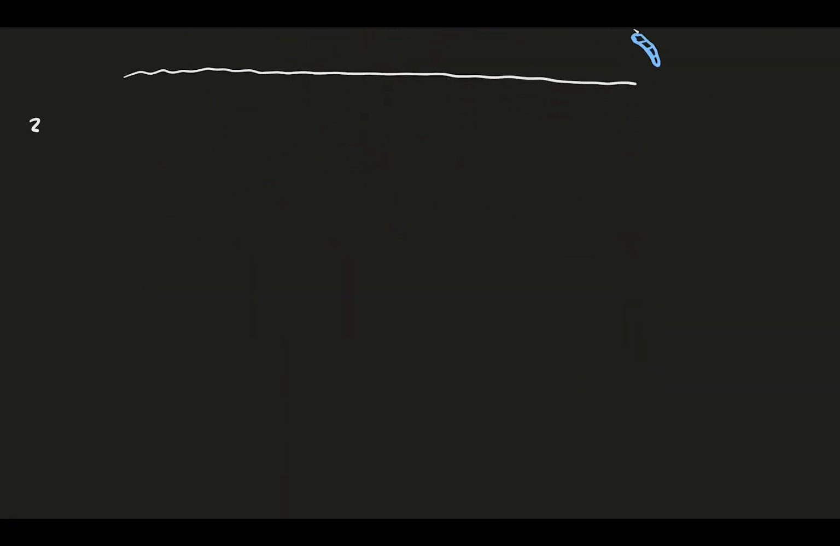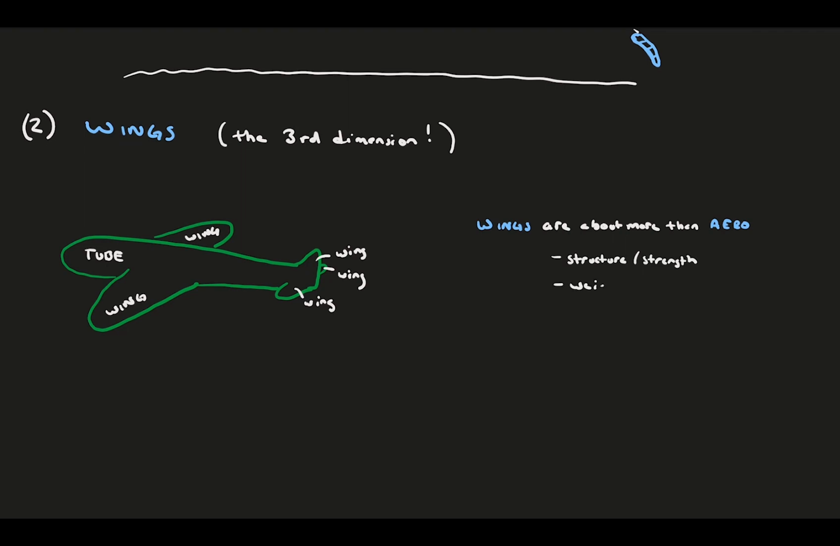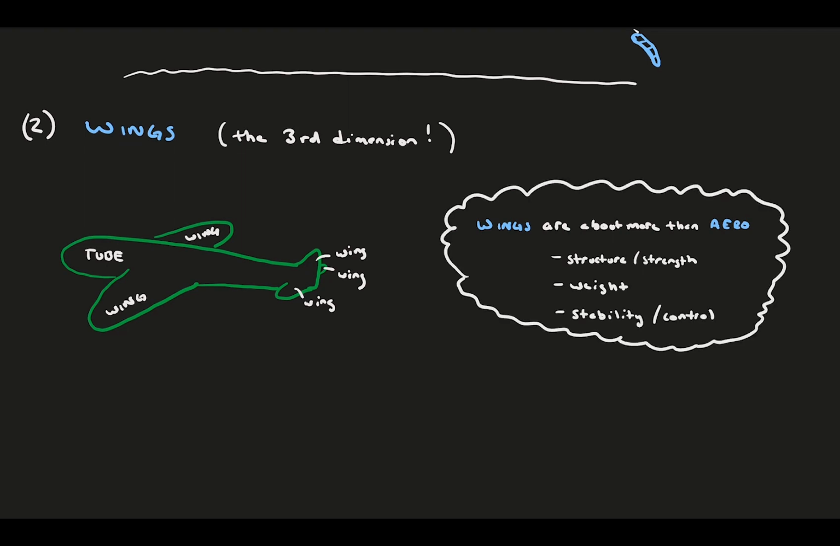Now we can consider the third dimension, when airfoils turn into wings. If you squint at almost any commercial aircraft, you'll notice one main consistency. They're basically tubes with wings extending out in a ton of different places. The wings make the control force, and the tube carries the stuff. Interestingly, this is where aerodynamics meets other engineering disciplines. Wings are more than just aerodynamics. They need to worry about aircraft structure and strength of material. Weight needs to be considered, and then stability and control.